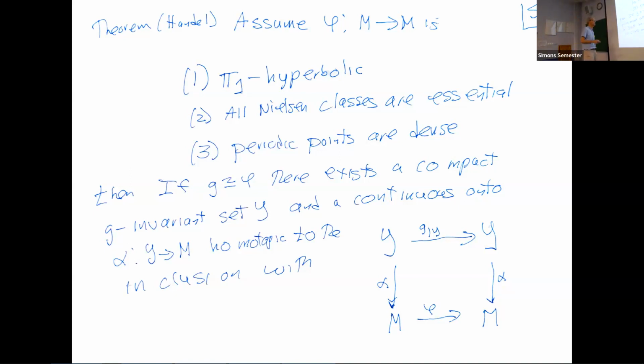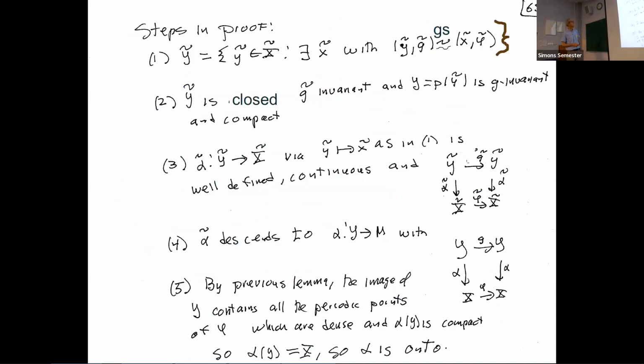So just in words, if you homotope, the dynamics don't get simpler, the entropy doesn't go down, and you don't lose periodic points, at least in low dimension. Well, you don't lose periodic points, etc. All right, so this is the theorem.